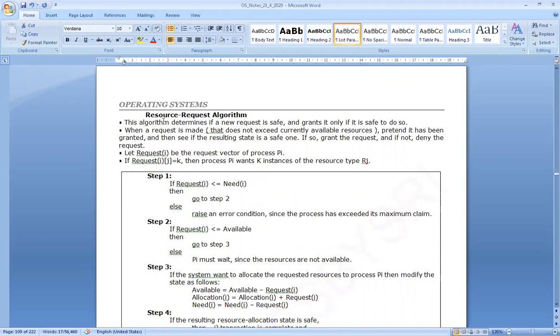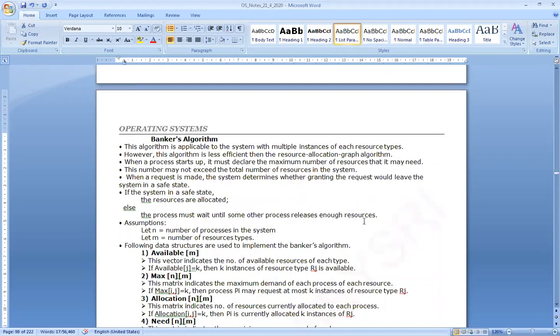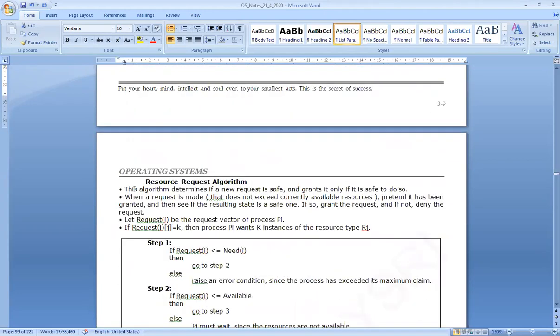Next one is the resource request algorithm. The first one is the Banker's algorithm, the second is the resource request algorithm. This algorithm determines if a new request is safe and grants it only if it is safe to do so. If a new request is to be granted, we should make sure that after granting it we are still in a safe state, not in any deadlock situation. Whenever a new request comes, this algorithm checks.